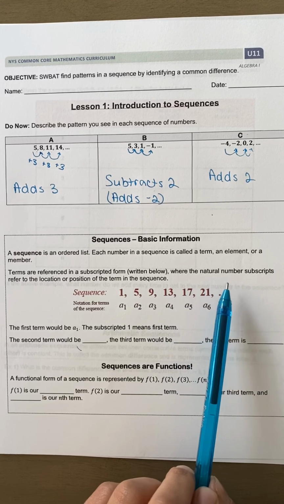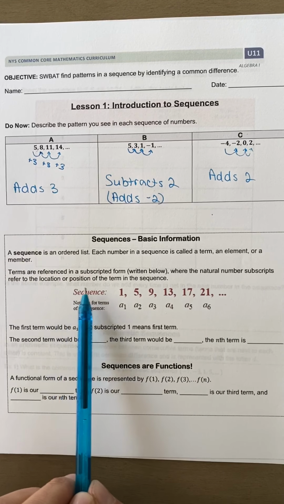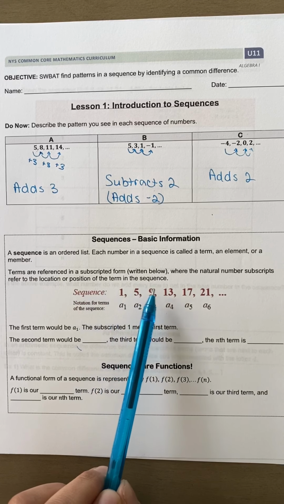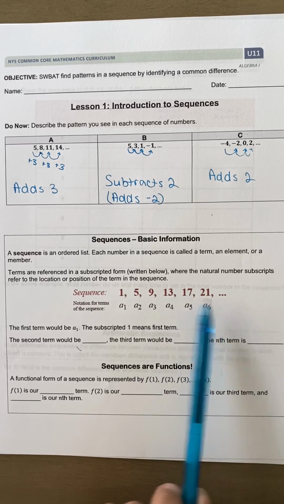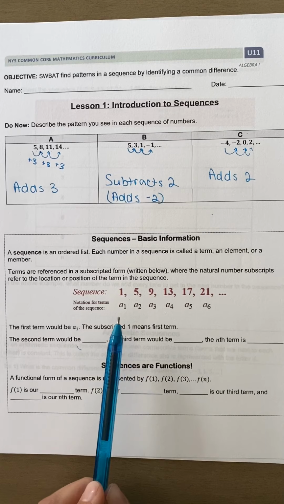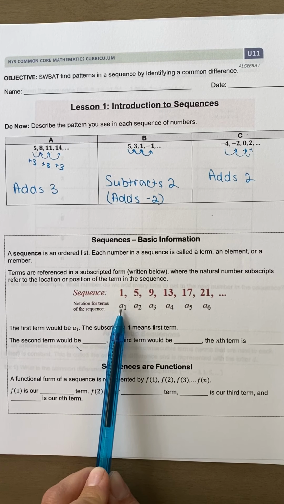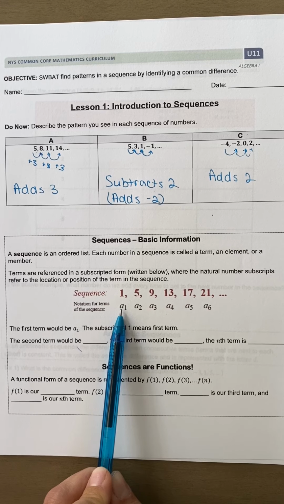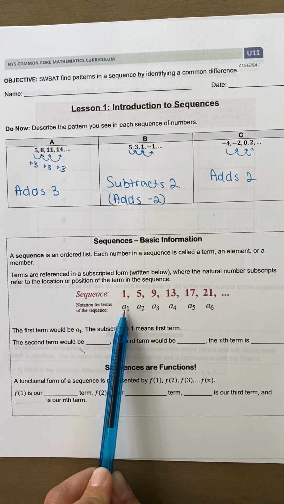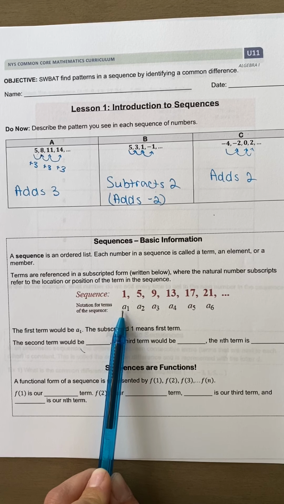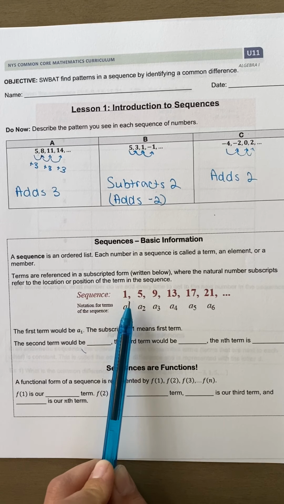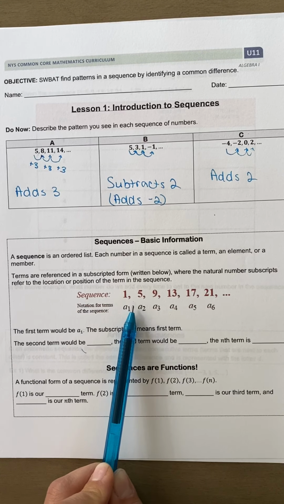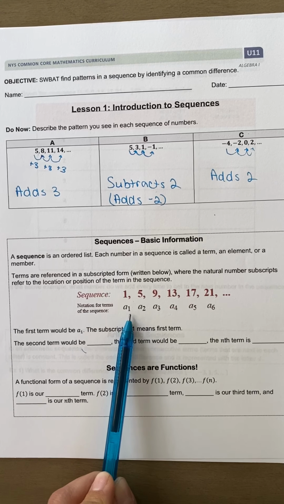I'll go over that in a moment, where the natural number subscripts refer to the location or position of the term of the sequence. So for example, if I have this sequence here, 1, 5, 9, 13, 17, 21, so on and so forth, it keeps going on and on and on. We use the letter A to represent the sequence, the notation for the sequence. And then we need to do a number for it, okay? And the position of this number is very important. It always goes in the bottom corner. If you put it in the top corner, it looks like you're trying to do some exponents. We're not trying to do exponents here, okay? The subscript at the bottom is telling me where it is.